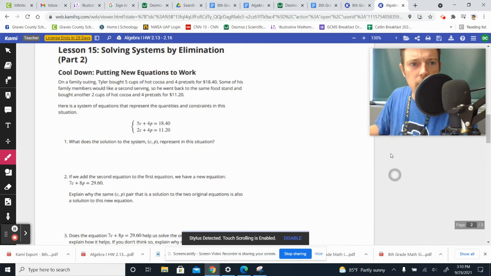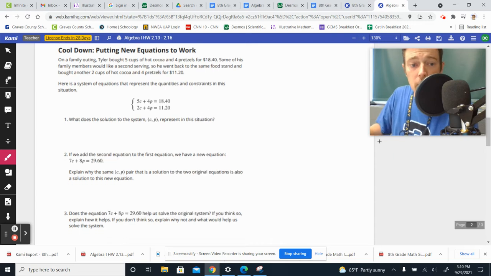It's Wednesday in lesson 15, and we got a pretty long one, but it's not that bad. You don't even have to actually solve this one. You just kind of have to talk about it.